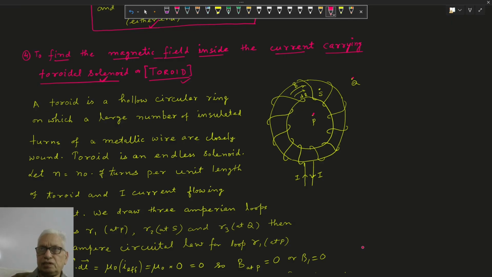So at point P and point Q there are no lines of force, so the magnetic field must be 0 at point P and point Q also. The magnetic field is only limited to this internal part here. At point S the magnetic field is not 0 and dl is parallel to it, so the angle between B and dl is 0 degree. Wherever there are no lines of force, the magnetic field is definitely 0, so at P and Q.